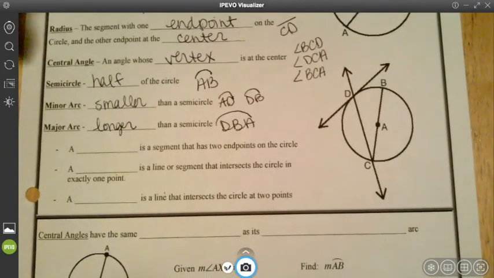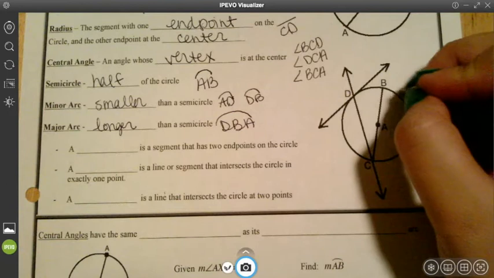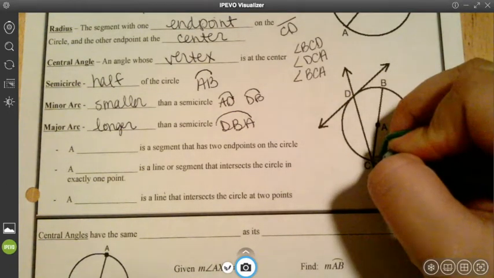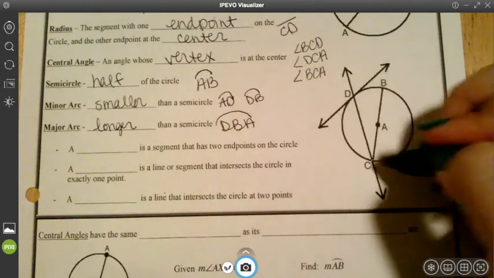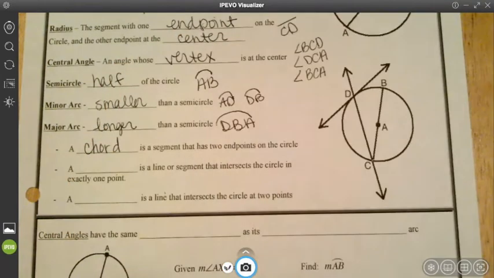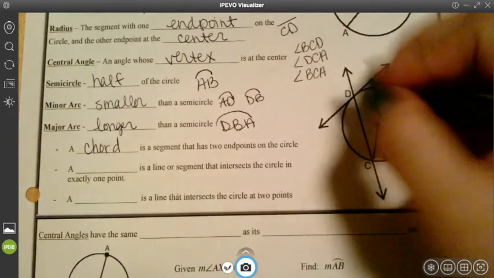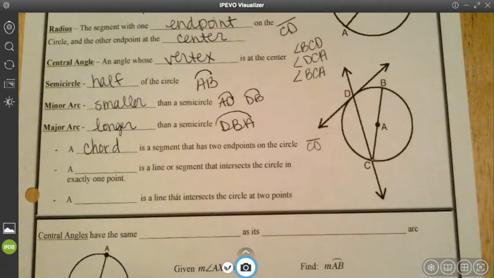Okay, so some ways that lines can intersect with the circles. If we have a segment with 2 endpoints on the circle, so it could be a diameter. It could also be the segment from C to D, for example, on the second diagram. That is called a chord. Like a rope is a chord. This is a chord that goes from C to D, with endpoints, so no arrows on that.